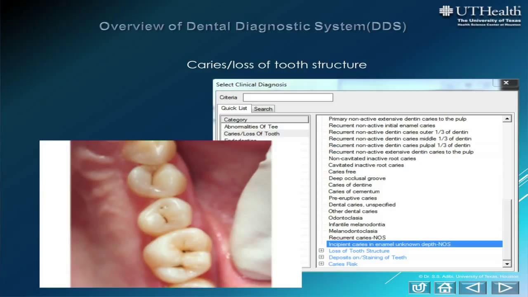Caries in tooth structures consist of several subcategories such as caries, loss of tooth structure, and caries risk. This 32 years old Hispanic female patient presented with chief complaint of "I have sensitivity on some of my teeth while I chew sweet foods." Both radiographic and clinical examination revealed no definitive signs of caries to dentin. Therefore, a diagnosis of incipient caries in enamel unknown depth was selected.